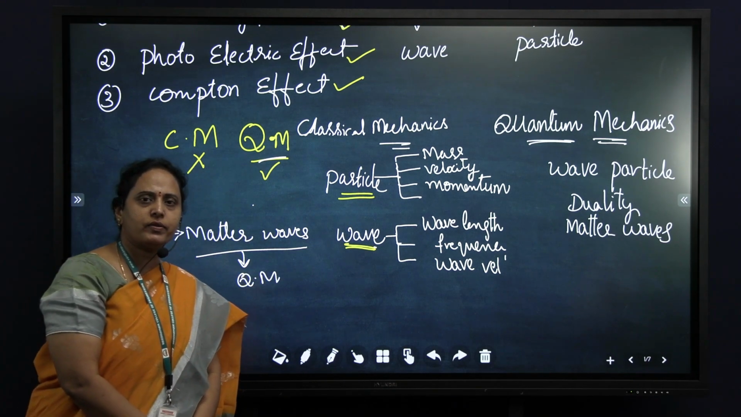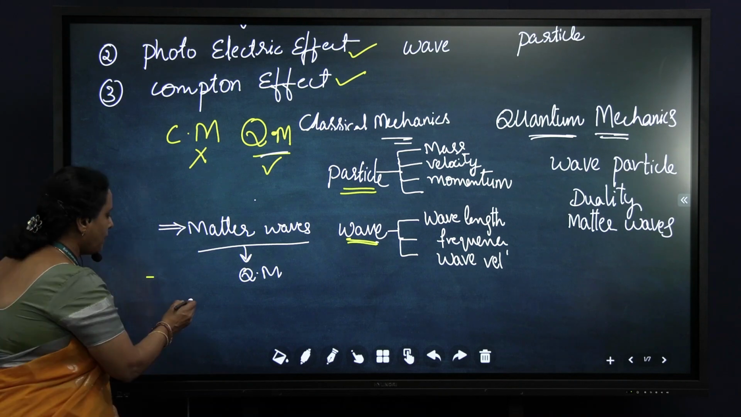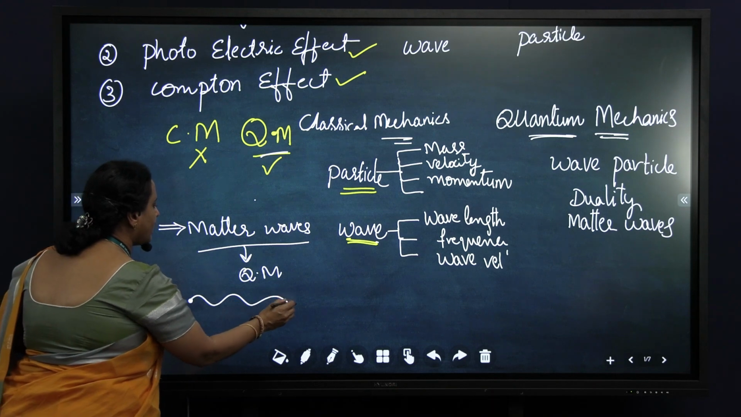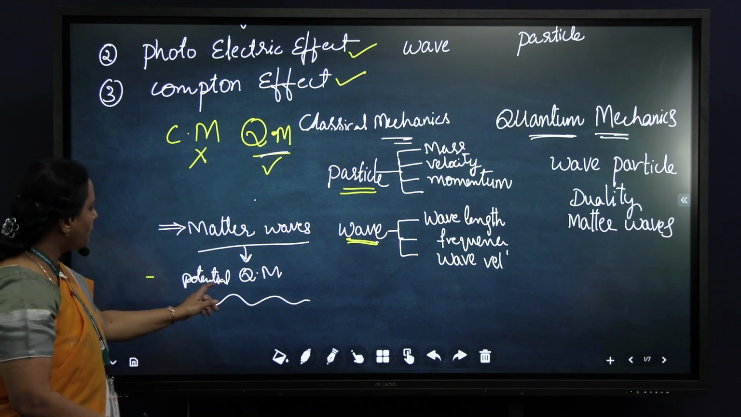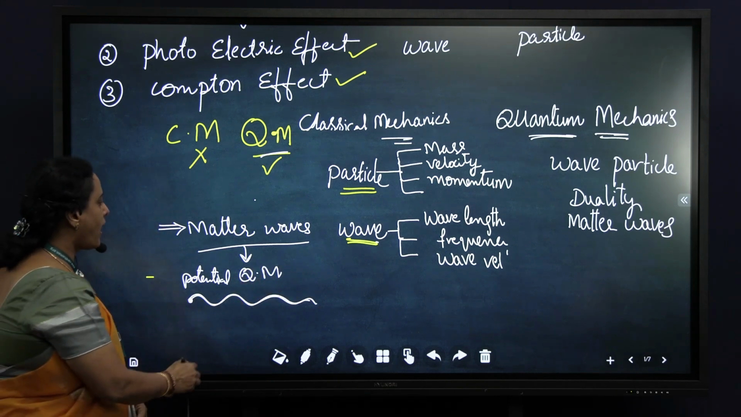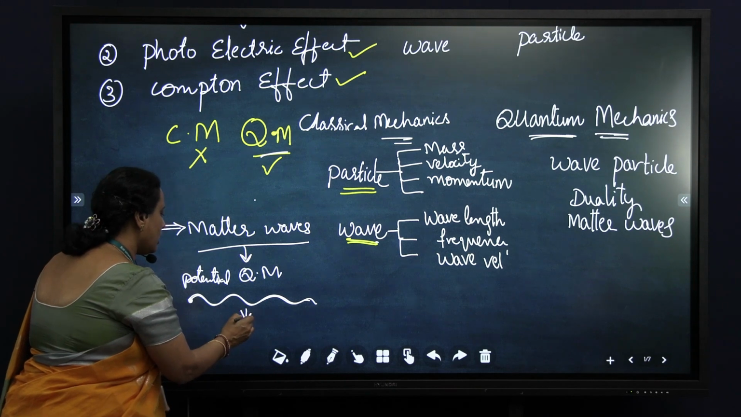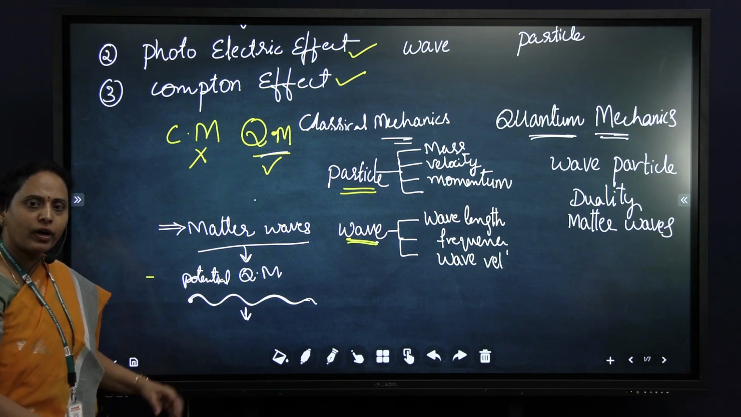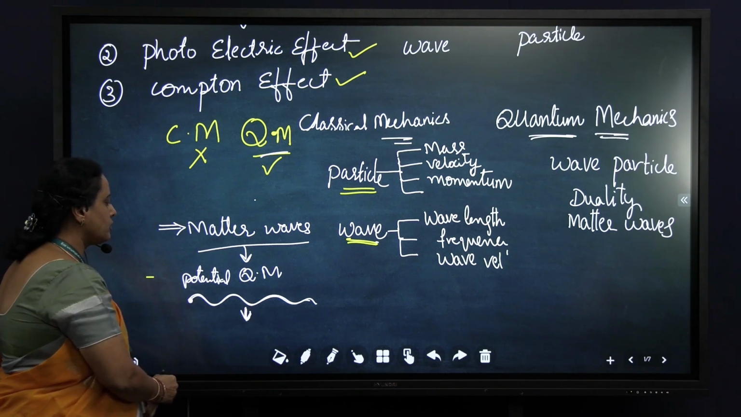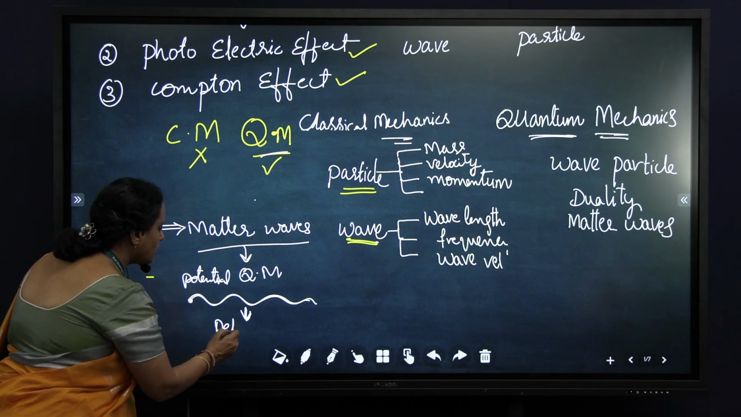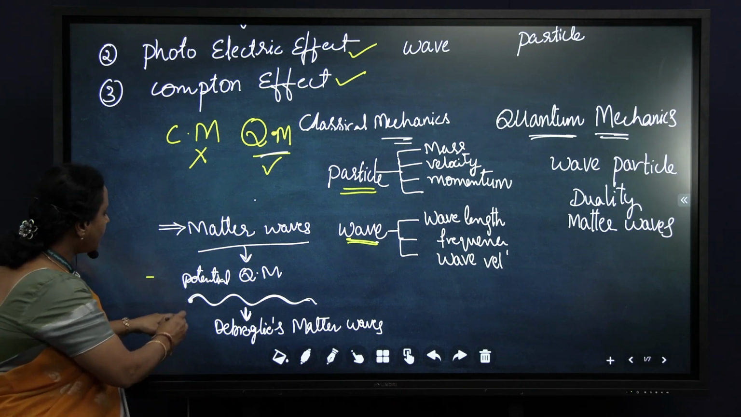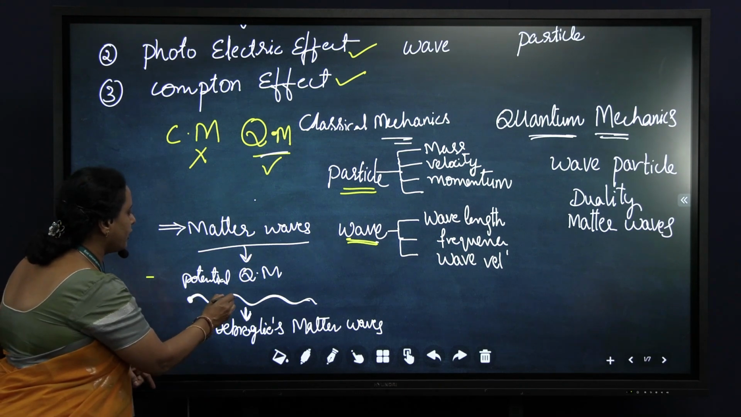What exactly are matter waves? Quantum mechanics understands that when a particle is at rest, no wave is associated with it. When particles are accelerated with a high potential, they move like a wave, and these waves are known as matter waves. De Broglie was the person who proposed these waves, so they are also known as de Broglie's matter waves. That is wave-particle duality: here a particle is associated with a wave.